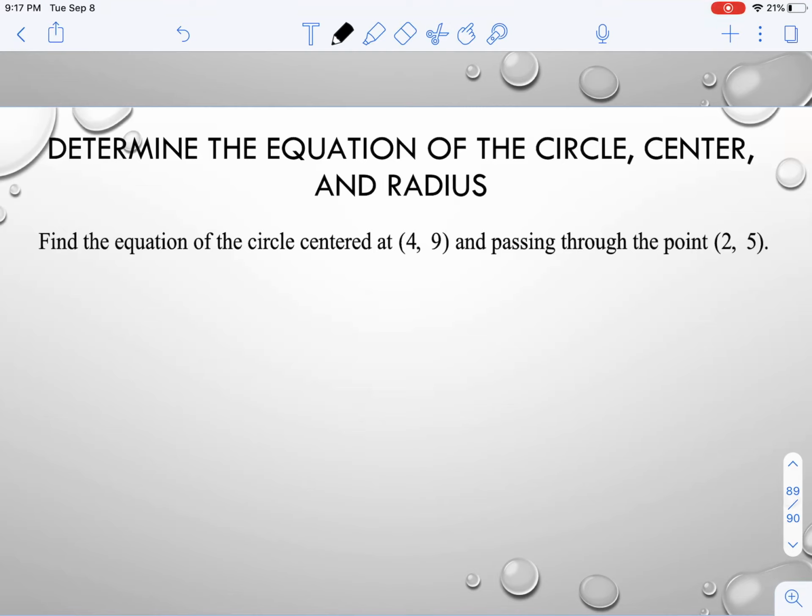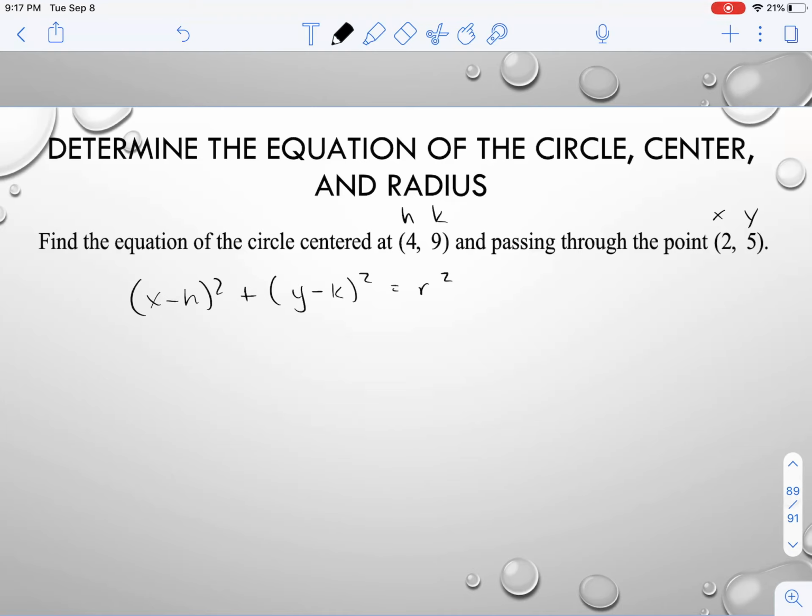So the last thing that I have here is a circle with a center at 4, 9 that passes through the point 2, 5 on the circle. Okay, so I know a point on the circle and I know the center. So here I know h and k, and here I know x and y. There are two ways I could do this. I could use the distance formula to find the distance between these two points, or I could substitute into my equation of a circle and solve for r.